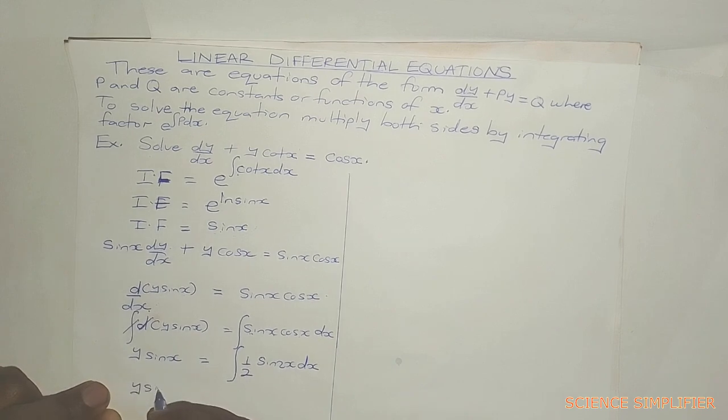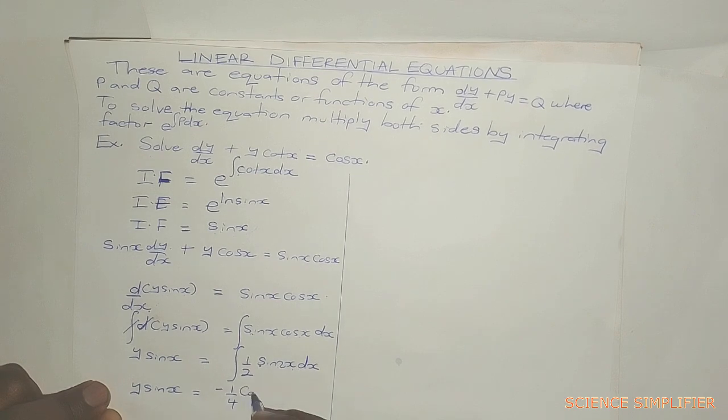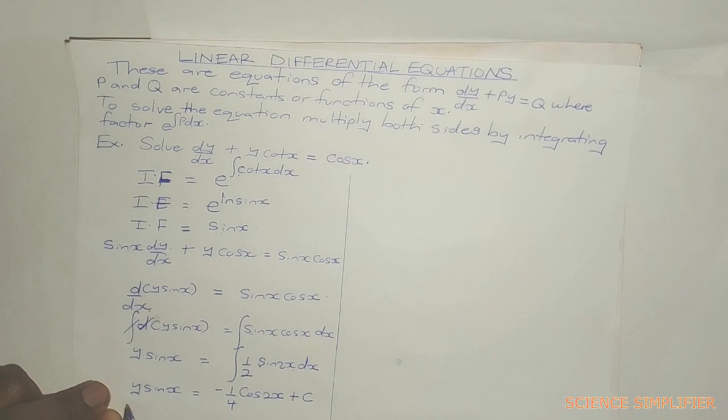Now here we have y sin x is equal to, now when we integrate sin 2x we are going to obtain negative a half cos 2x. But remember, we have here our half, meaning that now we are going to have negative a quarter cos 2x, then plus constant of integration. Now this one is our answer.